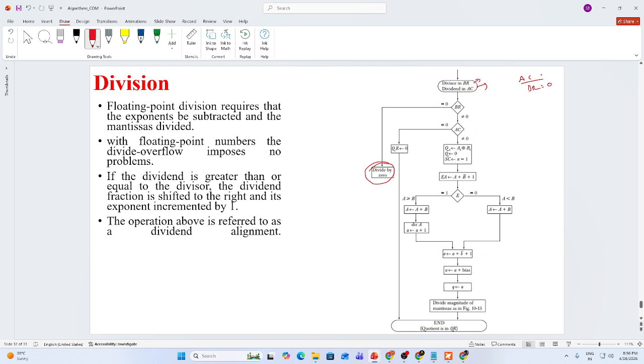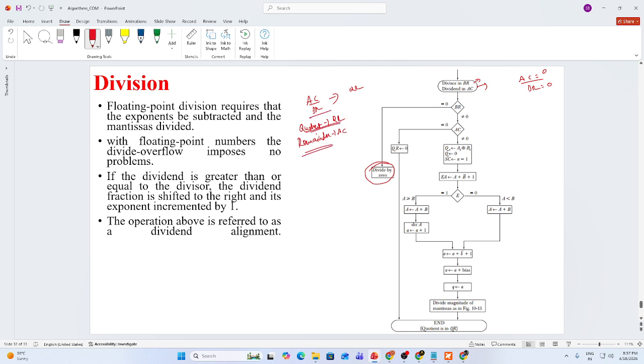Maybe AC may be 0. In that case, the quotient is 0. First, let me explain this. I am trying to do AC by BR, and I want to store the quotient in the QR. So two answers I get: the quotient in the QR, and the remainder remains in the AC. These are the outputs.